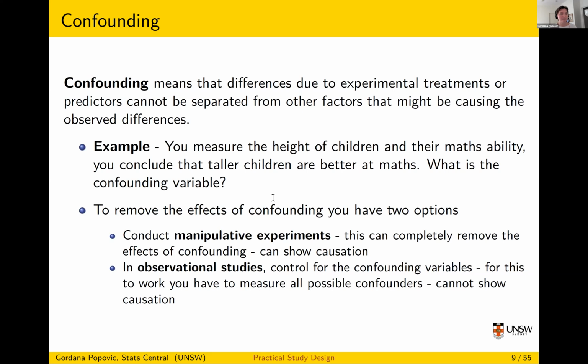This is exactly what would happen. You would conclude definitely that the taller children are better at maths. So what am I missing here? What is the variable that is actually causing taller children to be better at maths? So that's what you type in the chat. Let's see if anyone's brave.